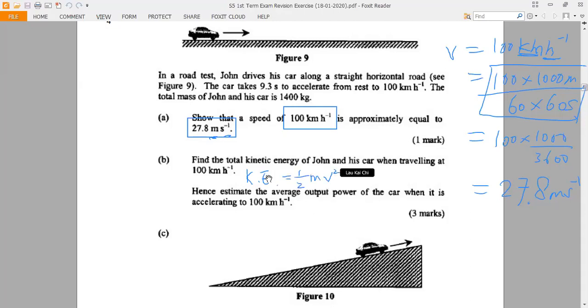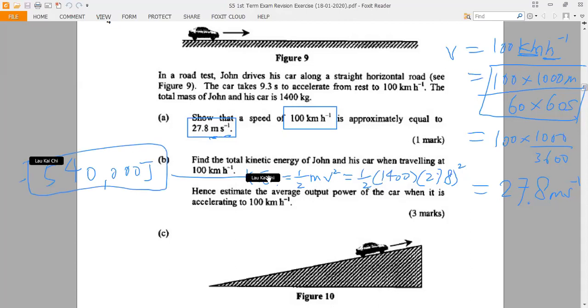Always use meter per second in this equation so that the result will be in joule, okay? So you will just put half times 1400 times 27.8 squared. Then you may use calculator to help you. Okay, the answer should be 5... joule. Okay, this is the KE.